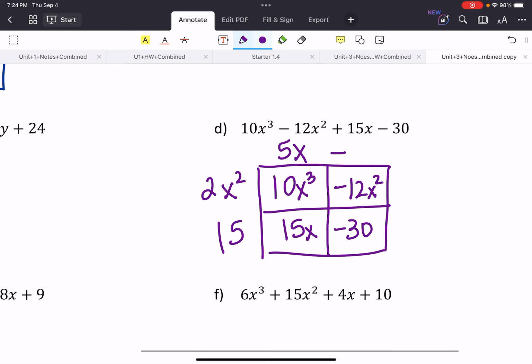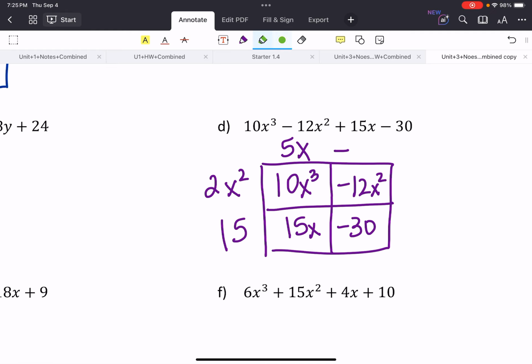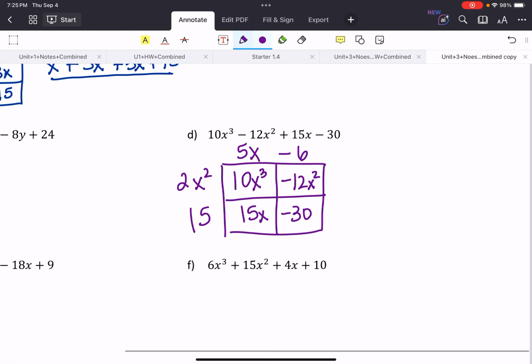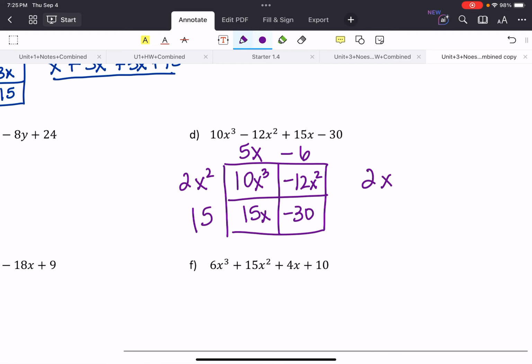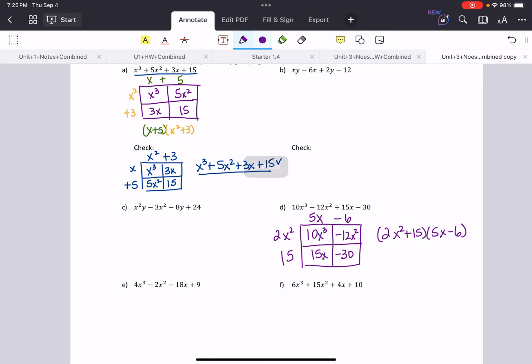So I could divide, like we did in the last unit where we're just pulling out the greatest common factor. Or I can look at the negative 12 and the 30 and realize that the first thing I see is negative, and then 12 and 30 share a greatest common factor of 6. And now I have my two factors. 2x squared plus 15 is one of my factors, and then I put the other factor, 5x minus 6, and they both go in parentheses.